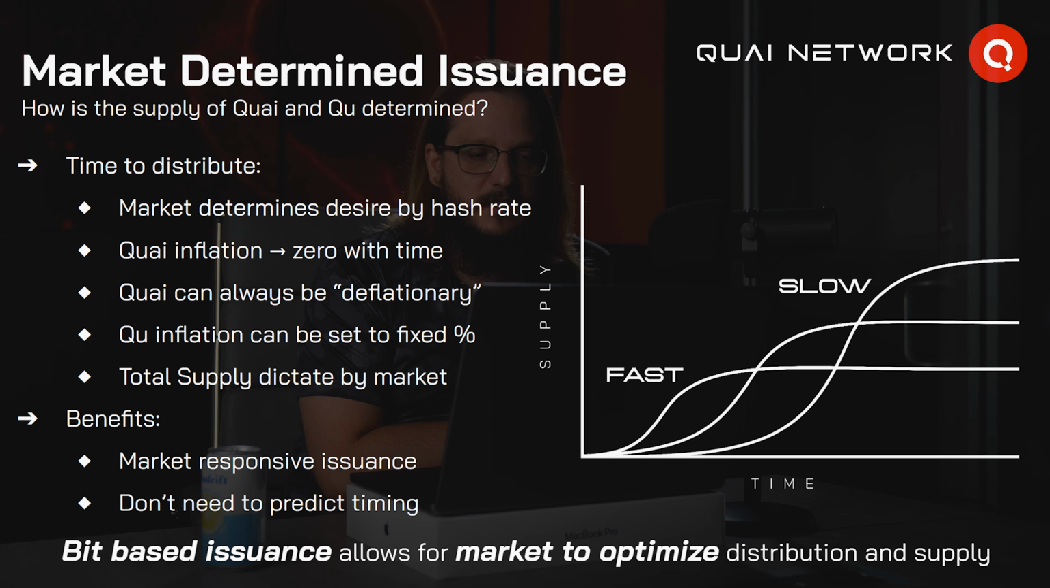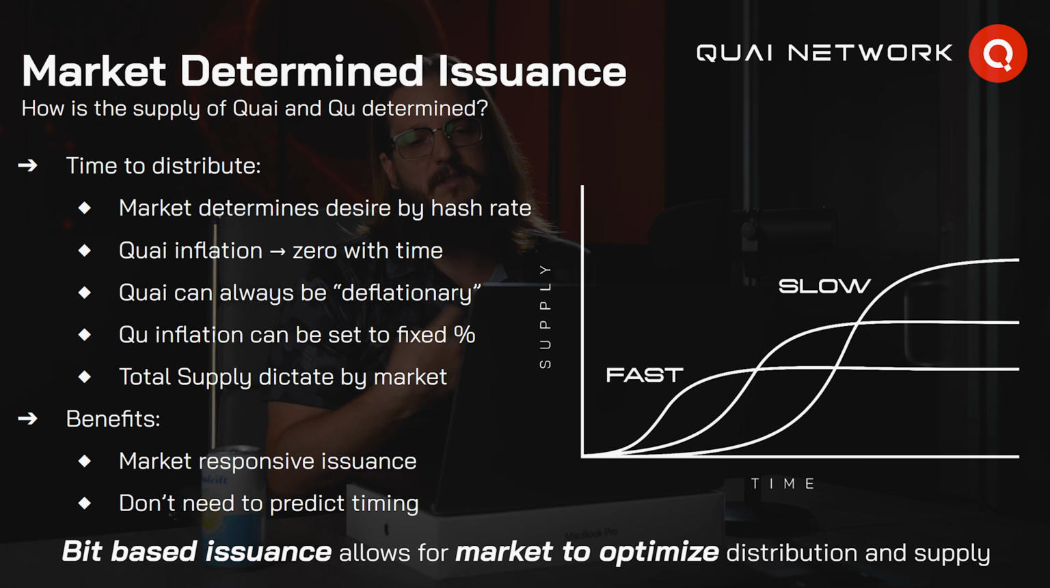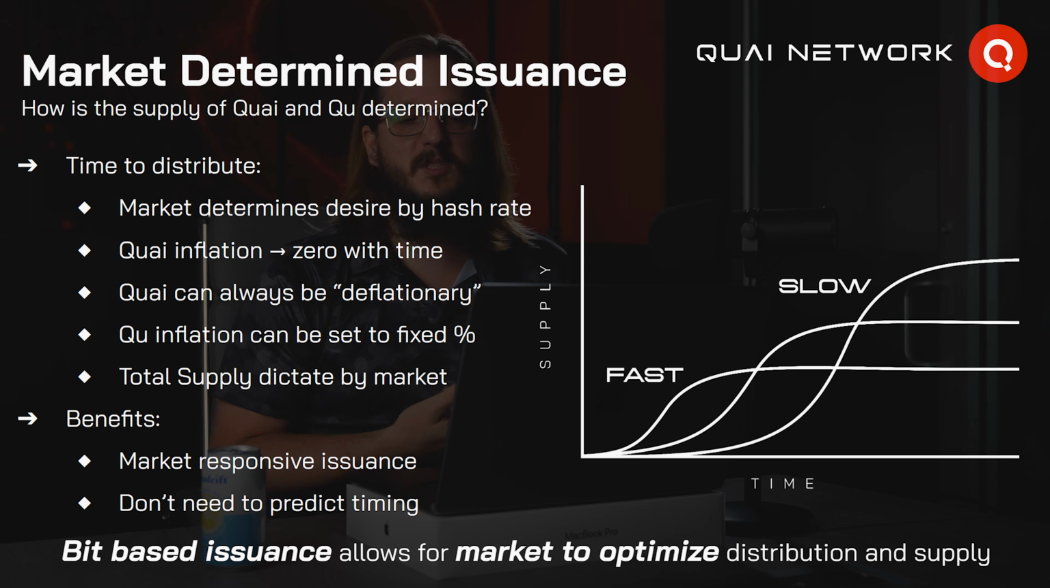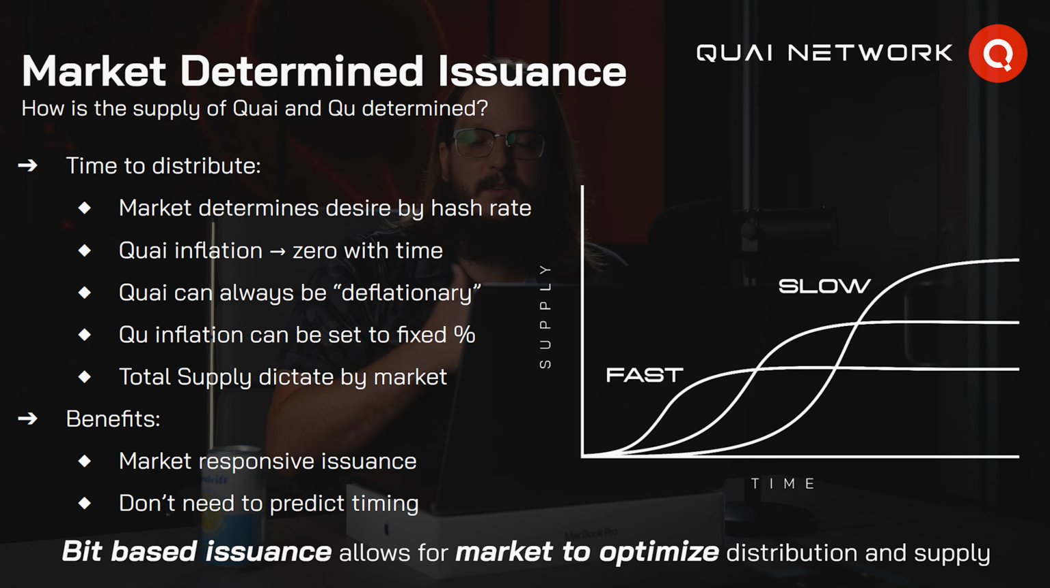So if we think about this as an adoption curve, the interesting piece here is we've unconstrained this system in some ways so that the market can be responsive to the issuance and the issuance can be responsive to the market. What we can do here is make sure that Quai is always relatively deflationary though.